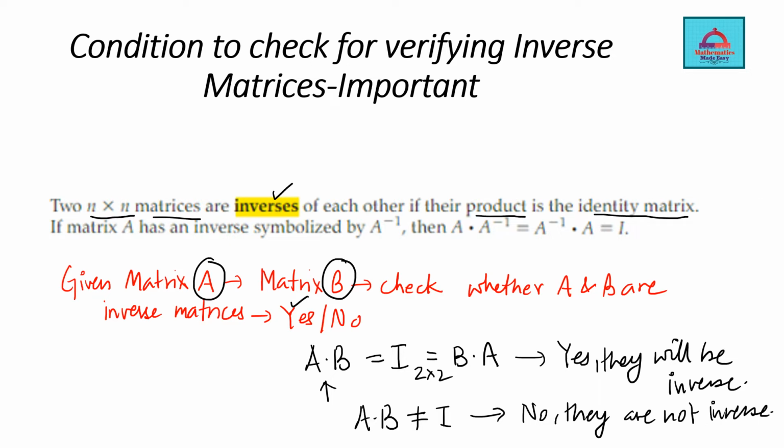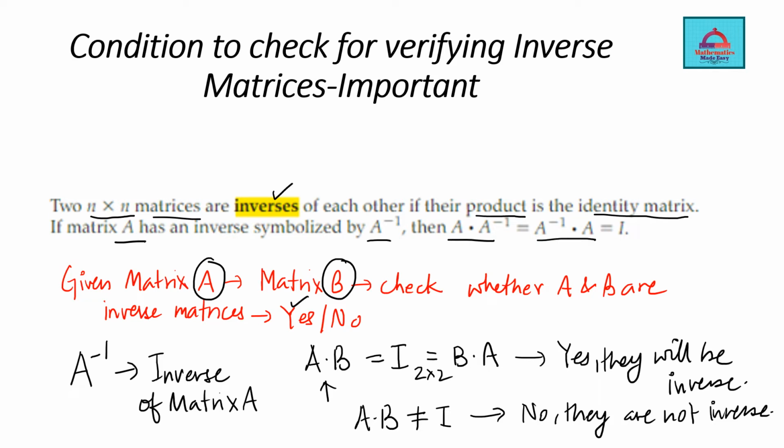And we are using the key concept here that if matrix A has an inverse, another important point, A inverse, A to the power minus 1. This is how you write, this is the notation, the symbol for denoting inverse of matrix A. So you put a negative 1 on top. So A multiplied with A inverse is equal to A inverse multiplied with A, equal to the identity. So this is the basic condition, the definition of inverse, and we'll use this condition now to solve some problems.